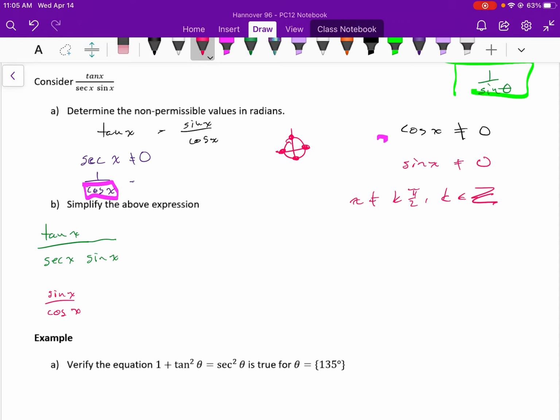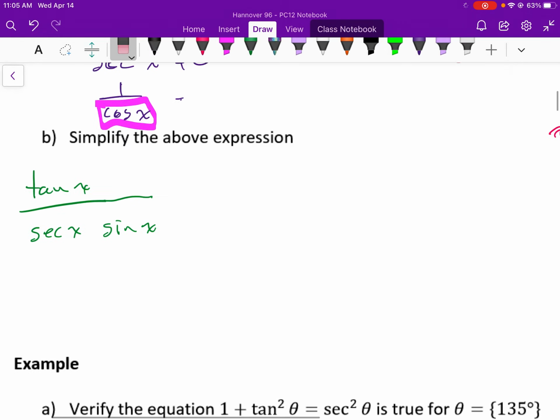Okay, getting a little squished. Maybe I'll write it over here. Tan x is sine x over cosine x. And secant x is 1 over cosine x. And then times sine x.